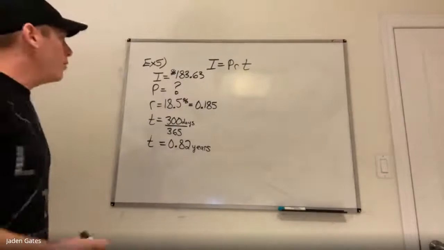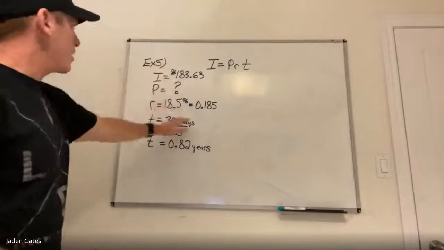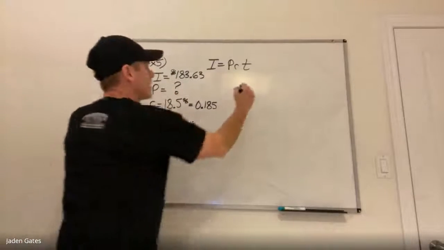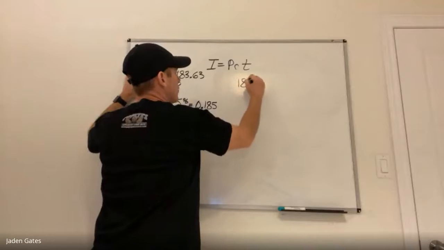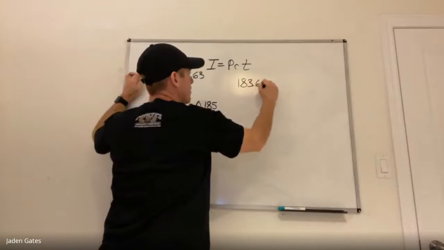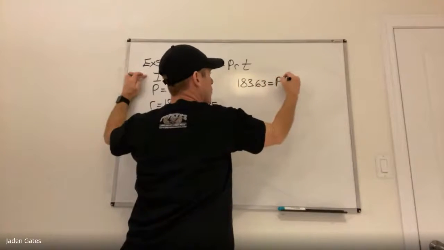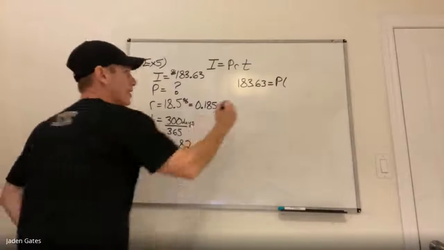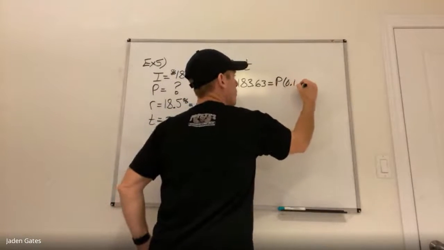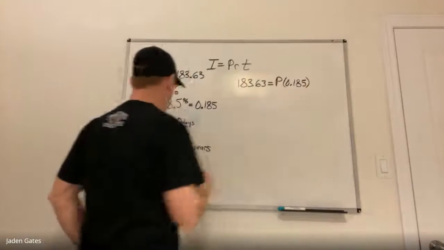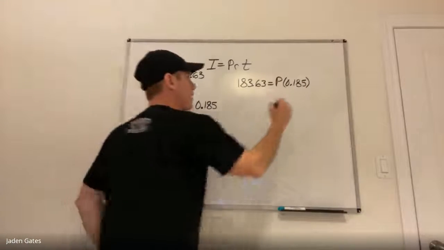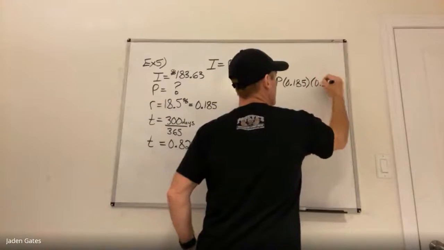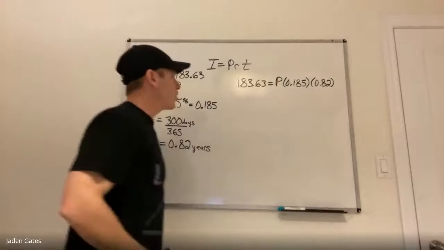All right, so again, I'm going to substitute my values into my equation here. So my I is 183.63. Principal, I don't know. My interest rate is 0.185. And my time in years, again, is 0.82. All right, so I'm going to solve for P.